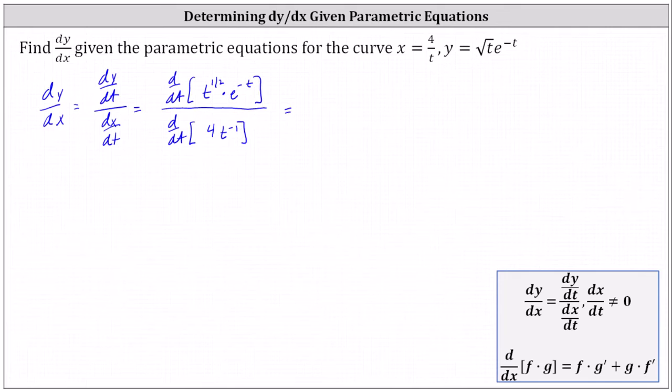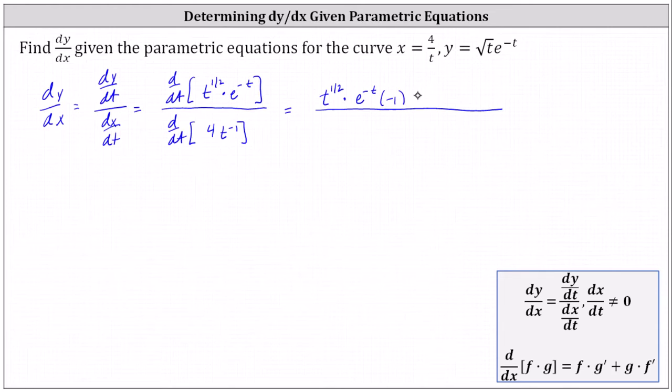Notice to differentiate t^(1/2) e^(-t), we need to apply the product rule, as well as the chain rule when differentiating e^(-t). The derivative of t^(1/2) e^(-t) with respect to t equals the first function, t^(1/2), times the derivative of e^(-t) with respect to t, which is e^(-t) times the derivative of -t with respect to t, which is -1.